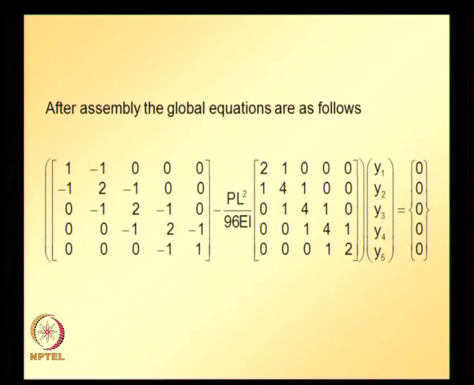After assembling, the global equations look like this. For this particular problem we have taken a 4 element model. Element 1 contribution goes into 1 and 2 rows and columns, element 2 contribution goes into 2 and 3, element 3 contribution goes into 3 and 4, element 4 contribution goes into 4 and 5 rows and columns. With that understanding, after assembly the global equations look like this.